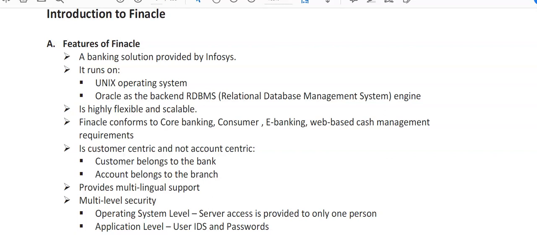It provides multilingual support. It is supported in various South Indian languages, English, Hindi, right, Arabian also. So Infosys has developed all these processes. Multi-level security. So at every level there is a security, right? Operating system level server access is provided to only one person, right? Application level, user IDs and passwords. So user IDs are created as per the requirement of the bank, as per the designation of the official or the banker who is working in that particular bank.